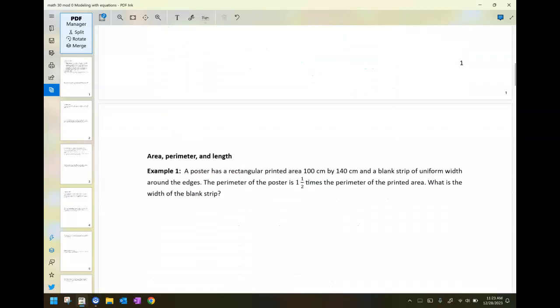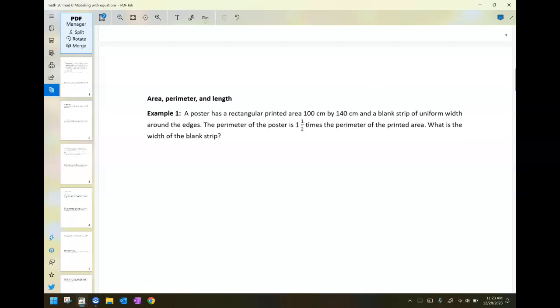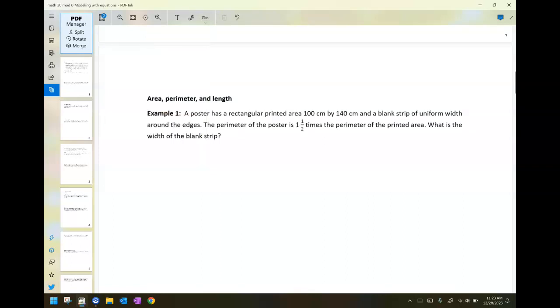Let me move on to the next type of problem. Here we have area, perimeter, and length. So a couple of things that we should talk about: the area, perimeter, and length. So what are the common formulas that we should know? Well, say we have a square. The area for a square of side length A equals A squared. The perimeter equals 4A. If you have a rectangle with length and width, the area equals length times width. The perimeter equals twice the length plus the width.